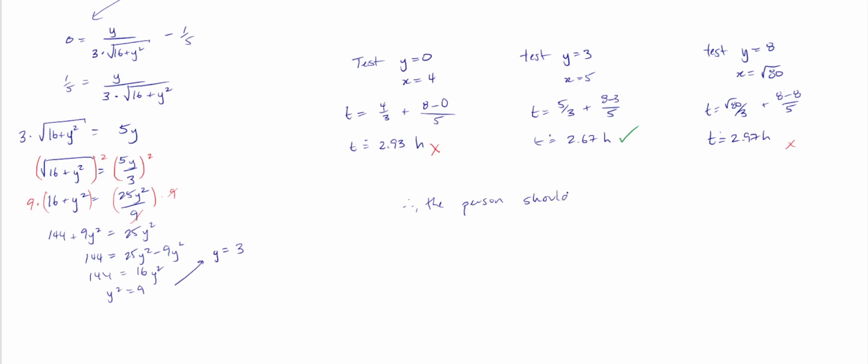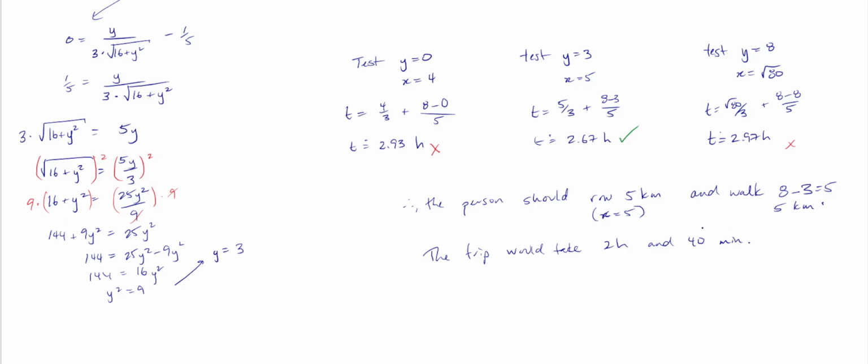Therefore, the person should row 5 kilometers, right? That's because x is equal to 5. Row 5 kilometers and walk. Think about it. Walk is going to be 8 minus y, which is 3. So 5. So walk 5 kilometers. Okay? And the trip would take 2 hours and 40 minutes.